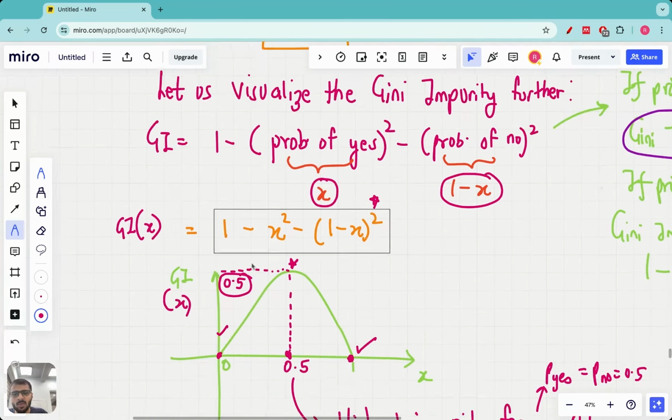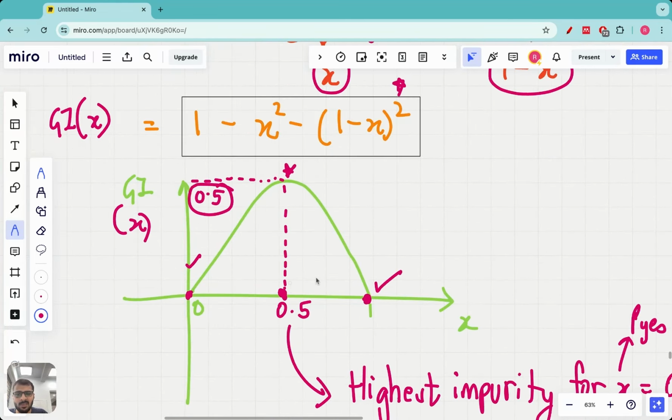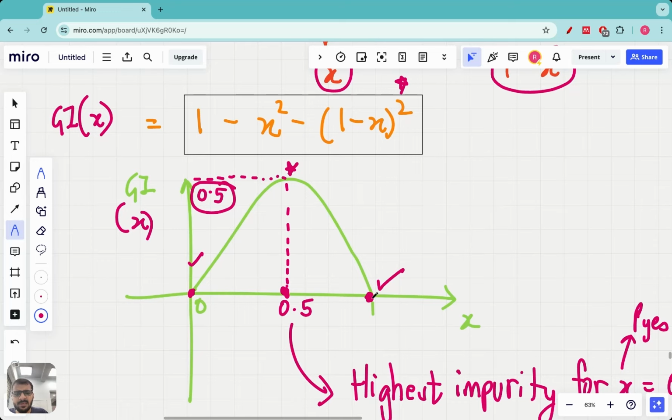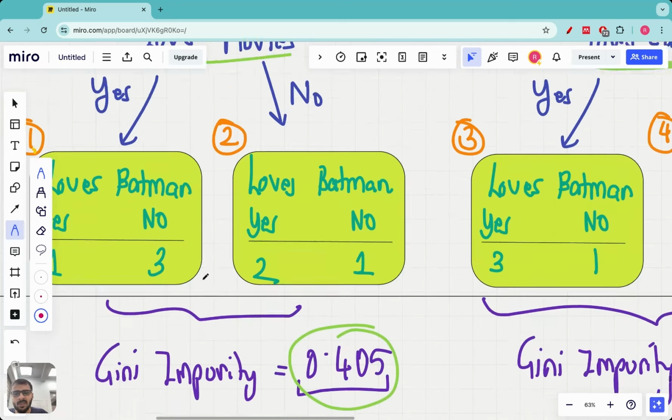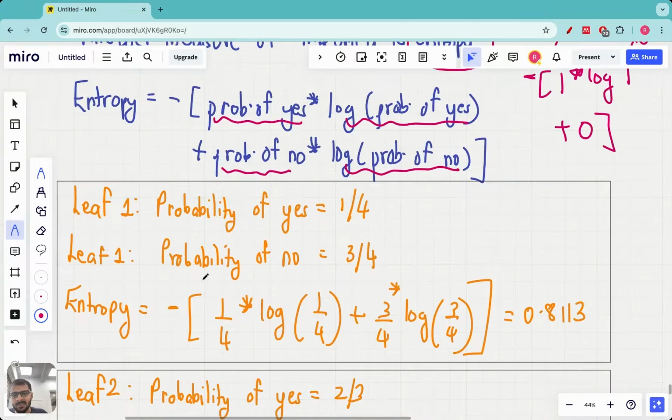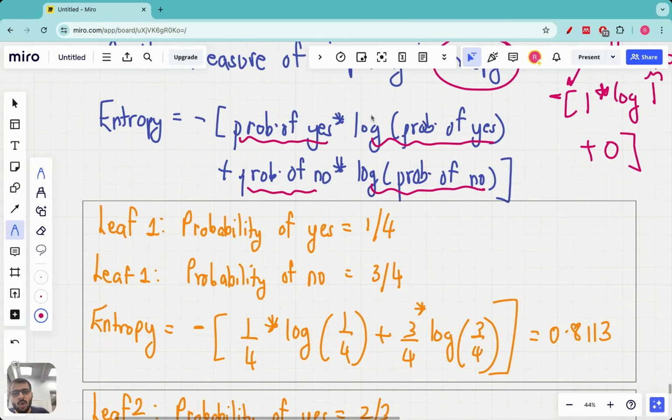This is the same as what we had obtained for Gini impurity, right? If probability of yes is equal to 1, the Gini impurity is 0. If probability of no is equal to 1, the Gini impurity is 0. So that is being satisfied in entropy as well. But there is just a log here which was not present in the Gini impurity.